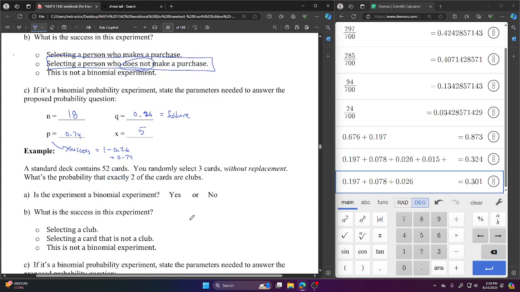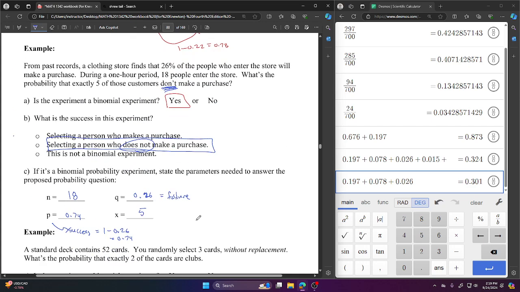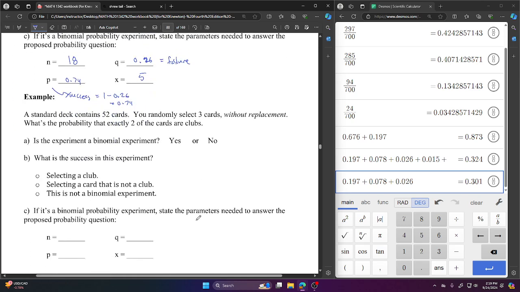Okay. So, are we good? Rock and roll? Okay, good. A standard deck contains 52 cards. You randomly select 3 cards without replacement. What's the probability of exactly 2 clubs without replacement?